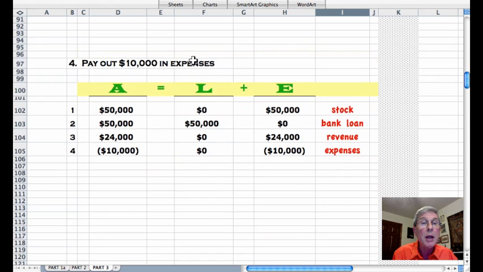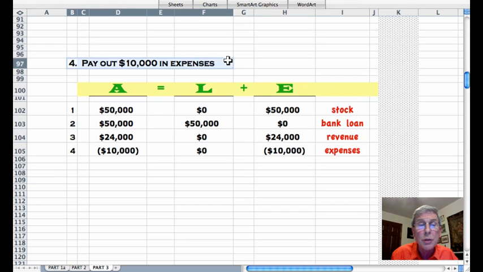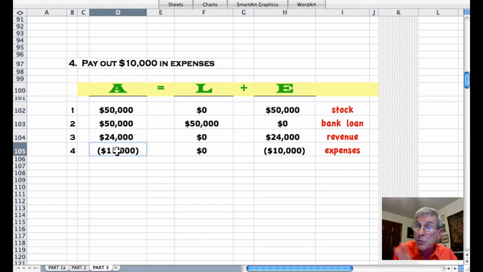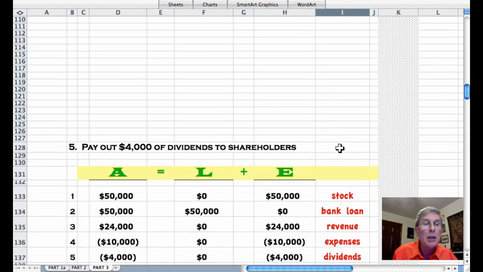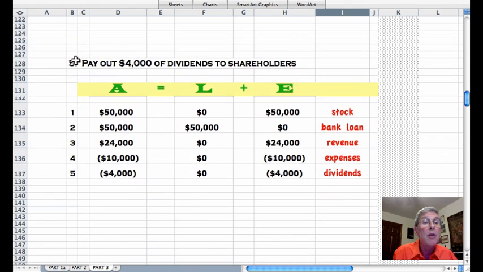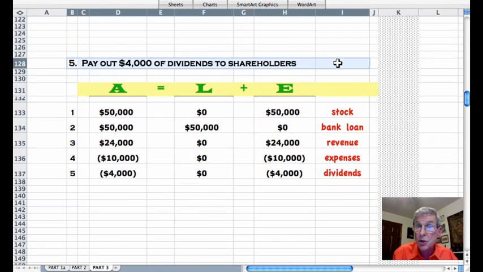Next, the company paid out $10,000 in expenses. Maybe the company had to pay a lawyer or something like that. So from the company point of view, the assets went down by $10,000 because they had to pay out the cash. Didn't affect the liabilities in any way. Therefore, because of the equation, the equity has to go down by $10,000 as well, and we refer to those as expenses.